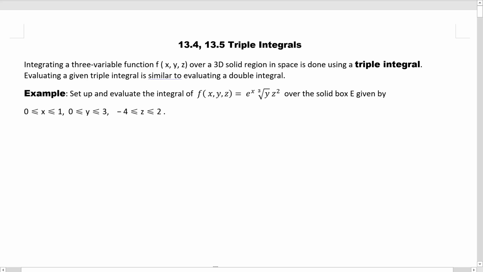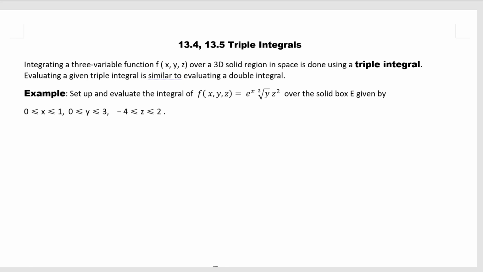Hi everyone! Today let's talk about sections 13.4 and 13.5, triple integrals. Integrating a three-variable function f of x, y, z over a three-dimensional solid region in space is done using a triple integral. Evaluating a given triple integral is similar to evaluating a double integral. So let's look at the following example.